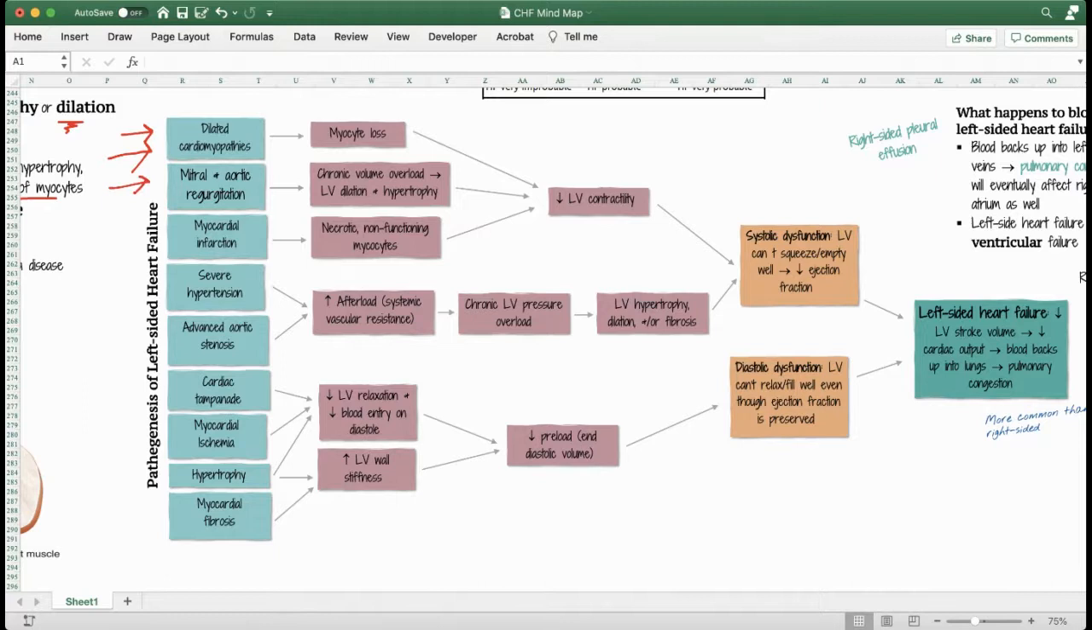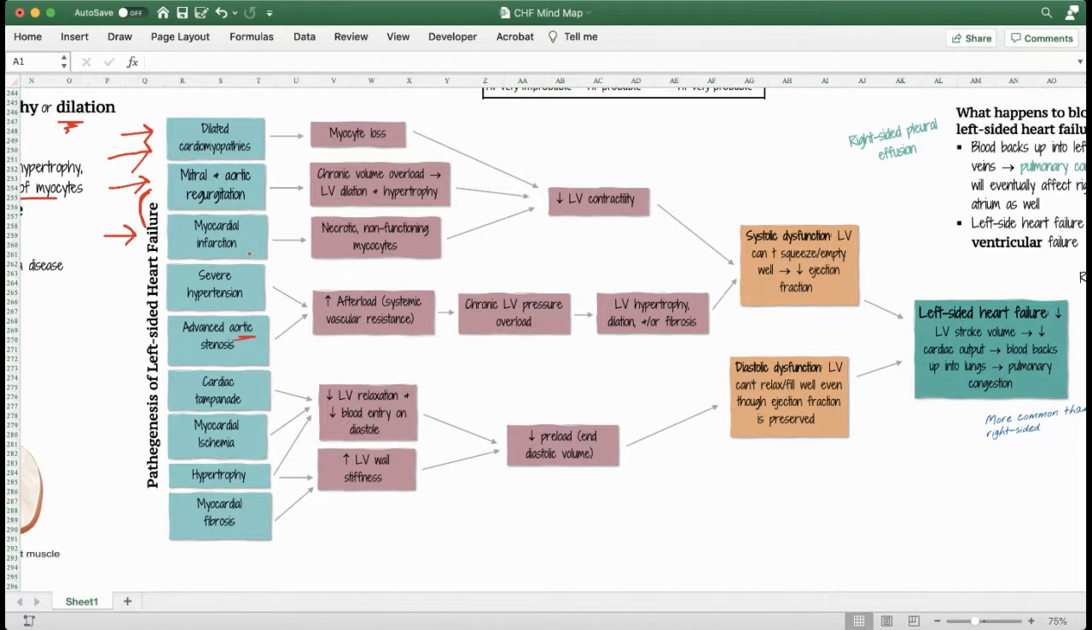Mitral and aortic regurgitation, an MI we talked about, and again, both of these things are going to affect the cardiac output. Severe hypertension, aortic stenosis again, and I wonder if aortic stenosis, where it ends up. See, it ends up in systolic, that makes more sense. Cardiac tamponade. Let's go through, for example, let's talk about myocardial infarction.